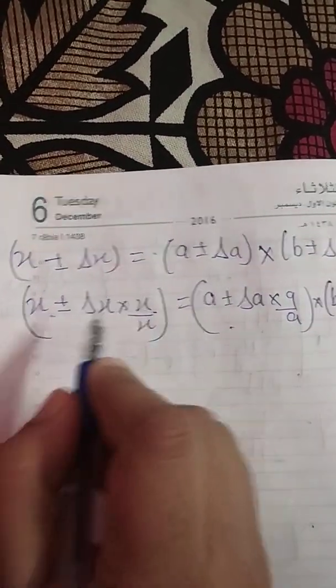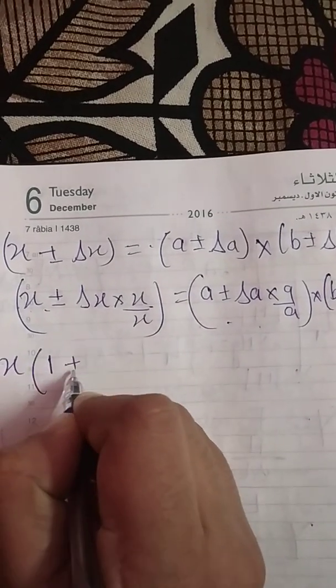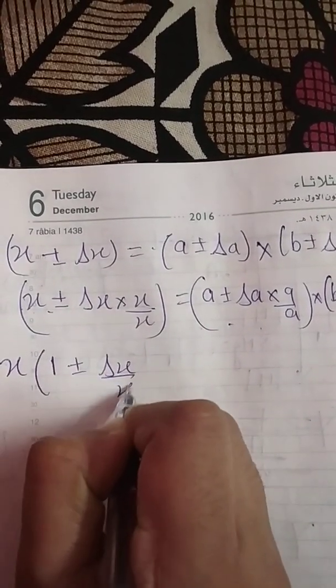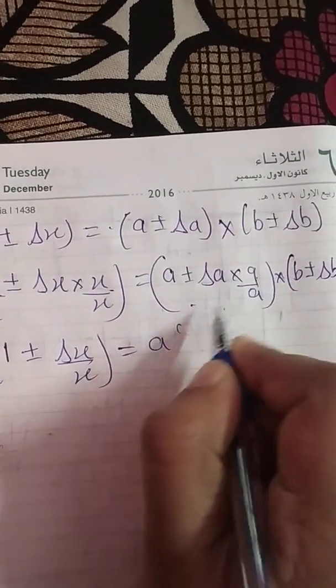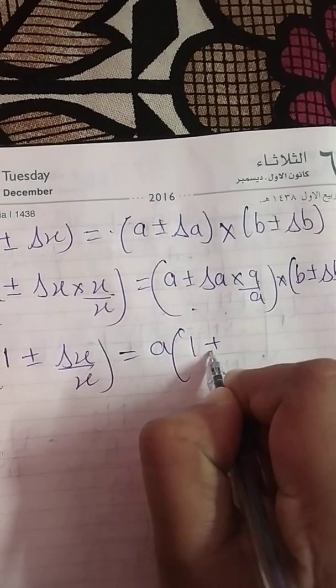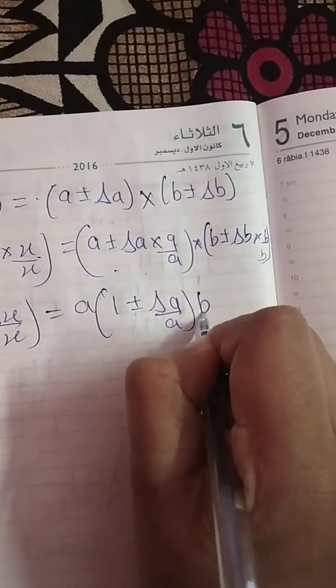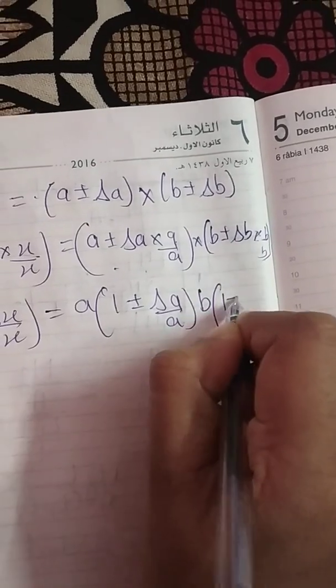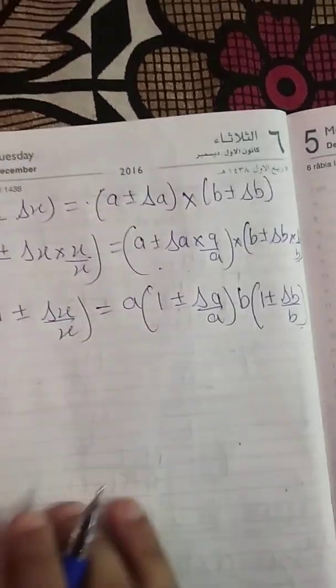In the first bracket, can I take out X common? Yes. So I am left with 1 plus minus delta X upon X. Correct? Can I take A common? It is not 9, it is A. Okay, 1 plus minus delta A upon A. And can I take out B common from here? So I am left with 1 plus minus delta B upon B. Okay students, fine.